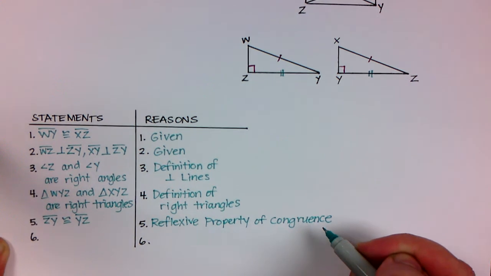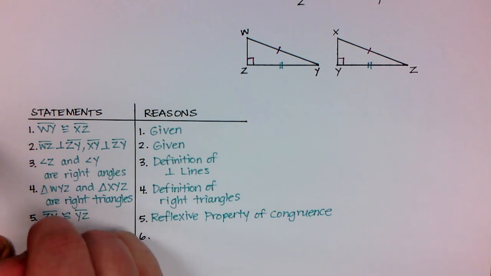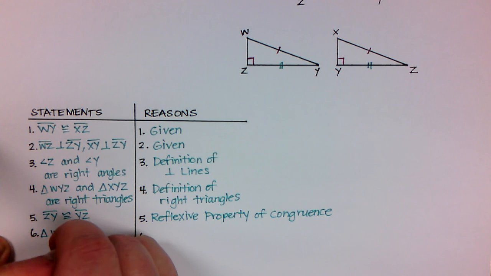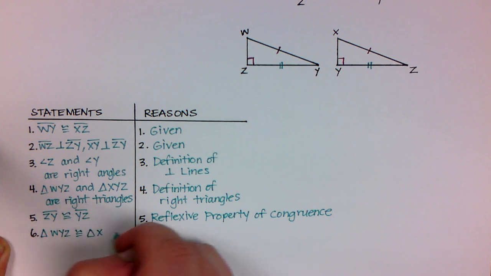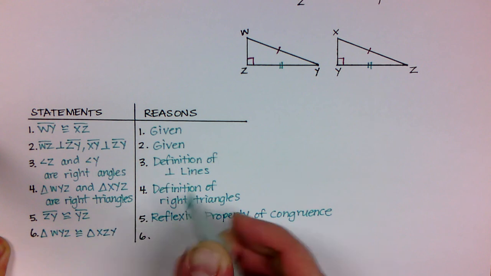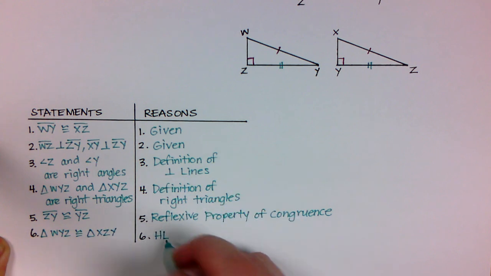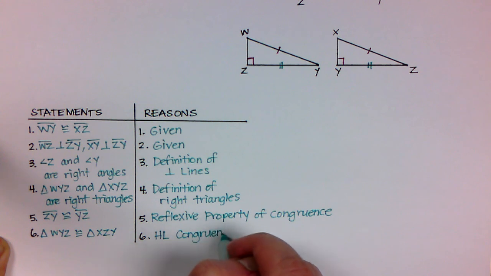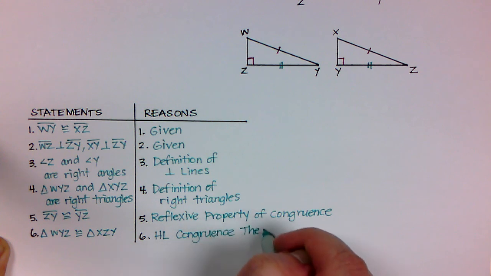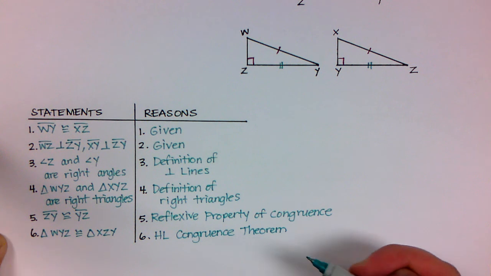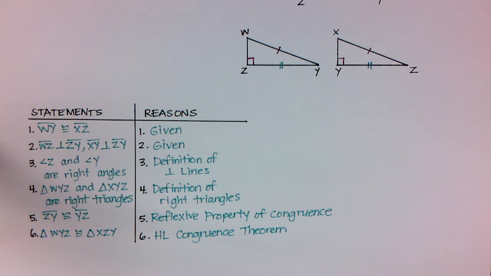Okay, so then I'm going to end with claiming that triangle WYZ is congruent to triangle XZY because of the HL, the hypotenuse leg congruence theorem. And I'm done. I hope that this has been a good outline for how you can organize any proofs that you're going to work on in class. So come with any questions you might have, and I'll see you then.